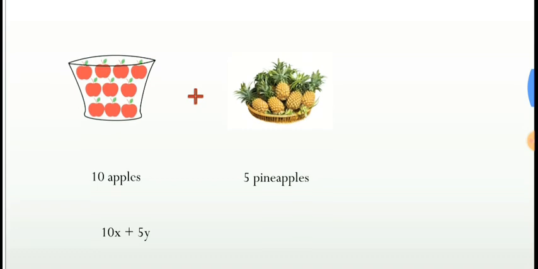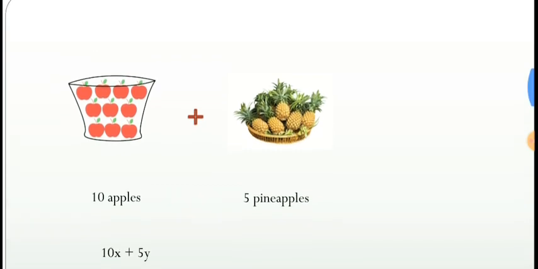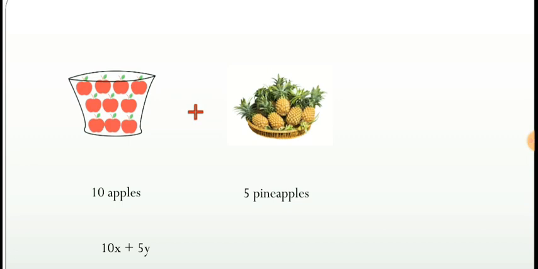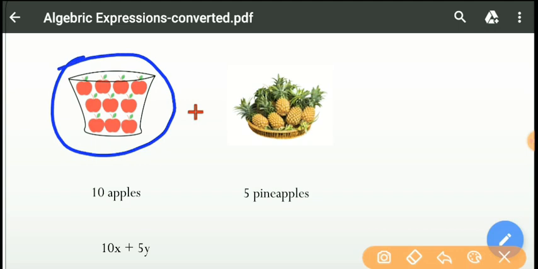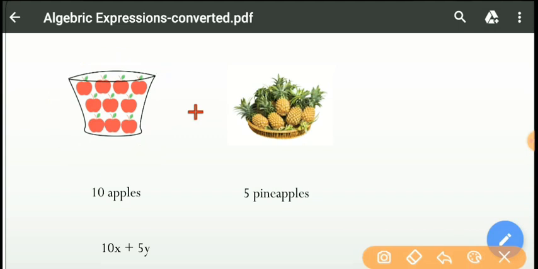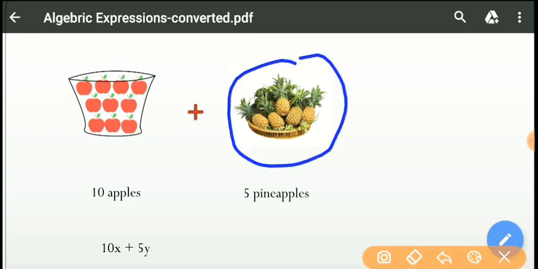Then try to understand this. Hope you can see this figure. Can you tell me, in this first basket, how many apples you can see? Yes, of course, you are right. 10 apples are here. 1, 2, 3, 4, 5, 6, 7, 8, 9, 10. So these are the 10 apples. And here, just neglect what you cannot see. Especially you can see here 1, 2, 3, 4, 5 pineapples. Am I right? Okay.